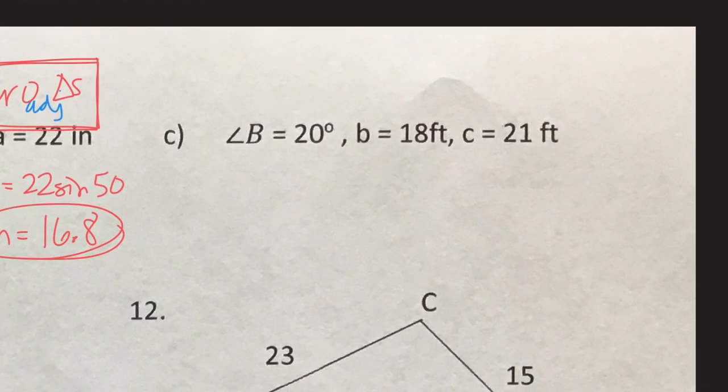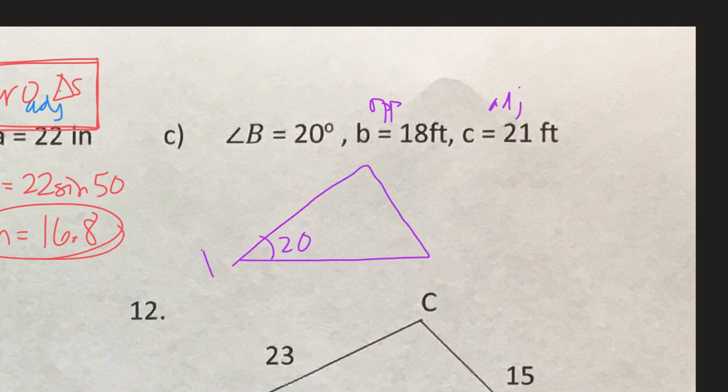And then part C, here we have once again your opposite side and the adjacent side. So here's angle B, 20 degrees for angle B. Side B is 18 and side C is 21. So we have to calculate the height because the opposite side is less than the adjacent. So 21 sine of 20.